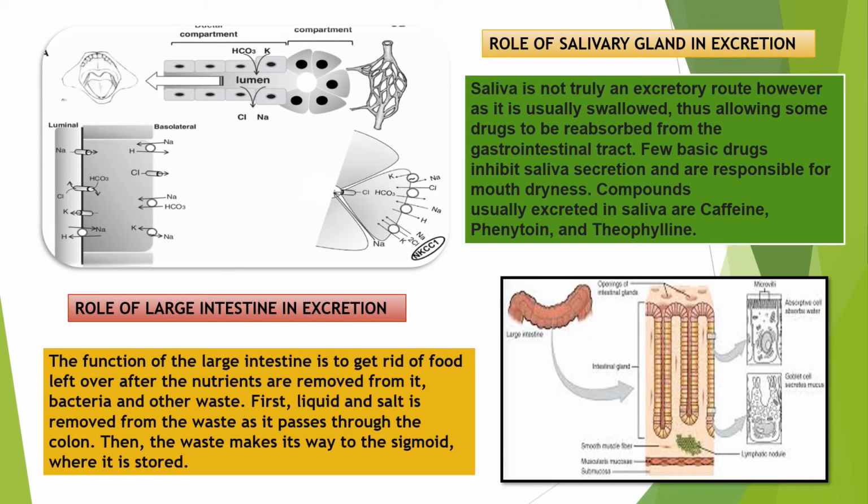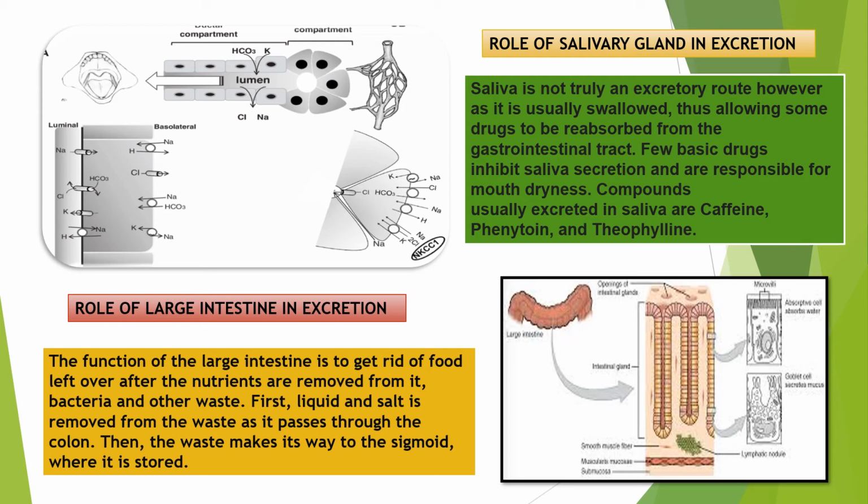Number 3 is salivary gland. So role of salivary gland in excretion. Saliva is not truly an excretory route, however, as it is usually swallowed, thus allowing some drugs to be reabsorbed from the gastrointestinal tract. Few basic drugs inhibit saliva secretion and are responsible for mouth dryness.